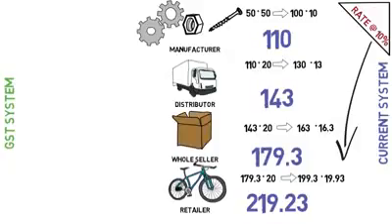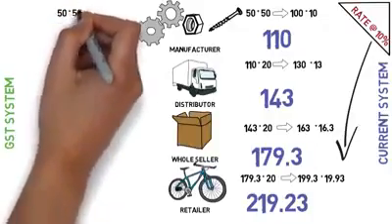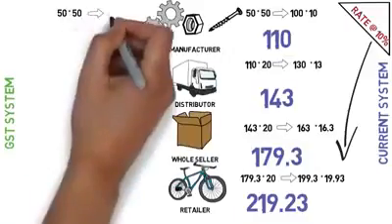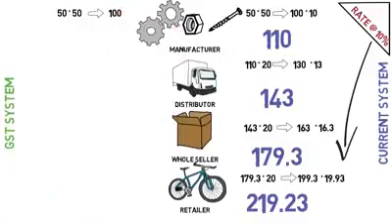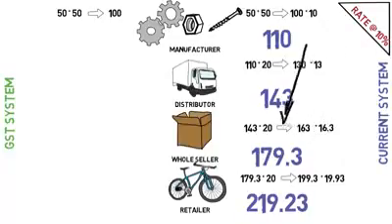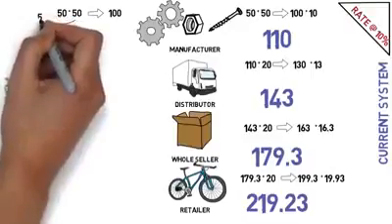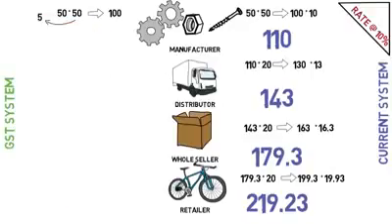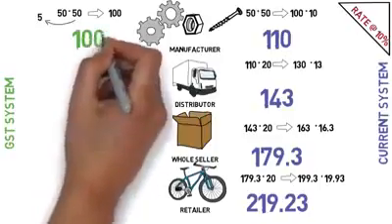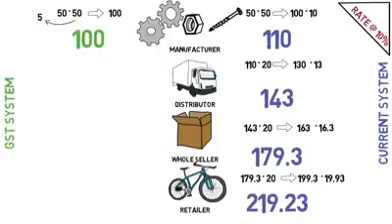Now we will take the same example in the GST system. Raw material of 50 rupees and the manufacturing value of rupees 50 make the product of 100 rupees. But this time, the manufacturer has to pay taxes on the value added by him, which is rupees 50. So he pays 10% of 50, which is 5, as tax from his profit. But the selling price will not increase, and the cost of the product for the distributor is 100 rupees only.